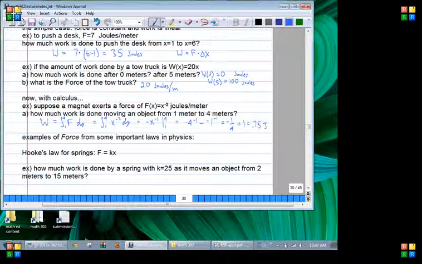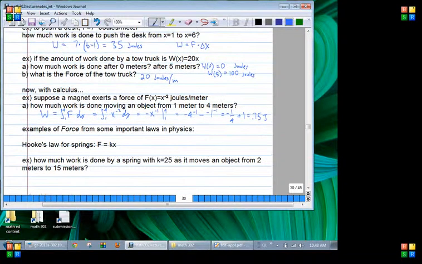Okay, so let's say that we have a spring, and I'm just going to tell you that the spring constant k is, and k is called the spring constant. It's a constant for springs. Okay, so k is 25. How much work is done as it moves the object from 2 meters to 15 meters? So we're trying to find work. So work equals what?